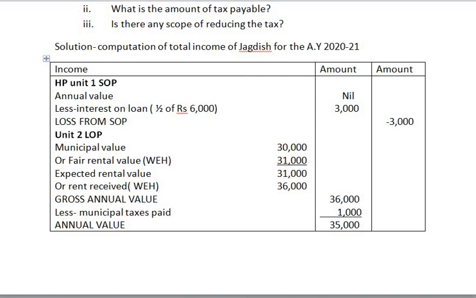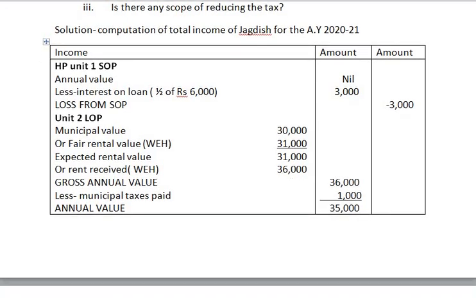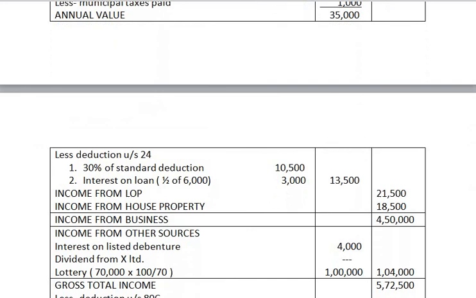This is gross annual value. From this we have to deduct municipal taxes paid. For both the houses, municipal taxes paid is 2,000. For one house it is 1,000. So, the balance figure is 35,000, which is known as annual value.